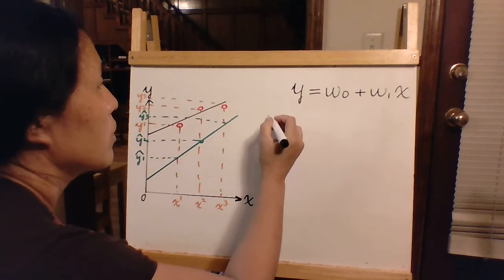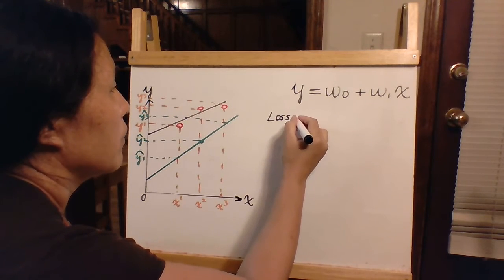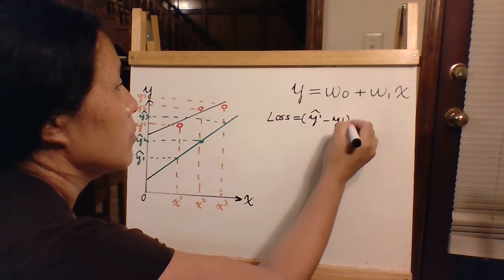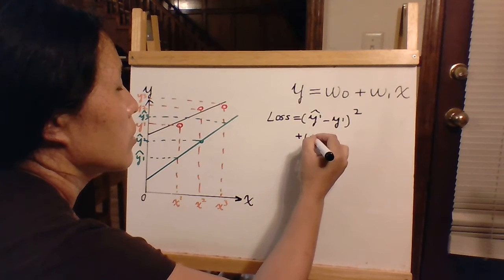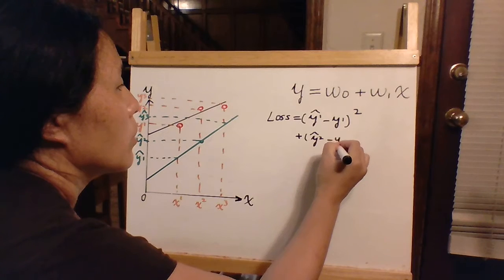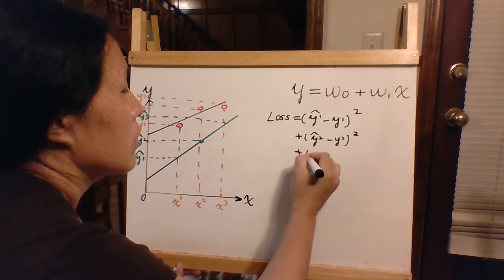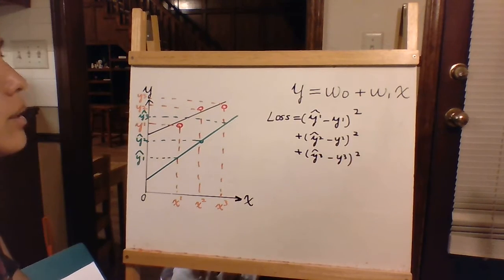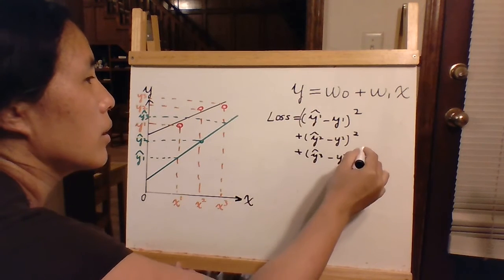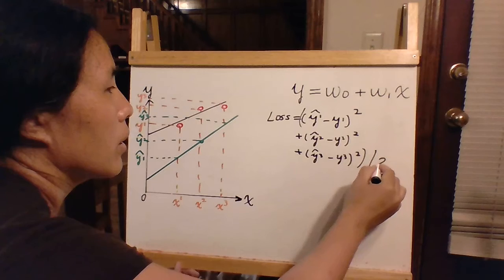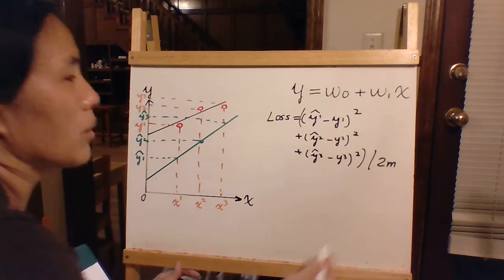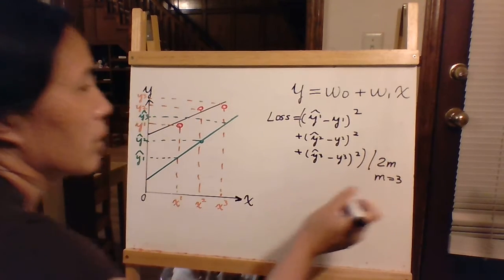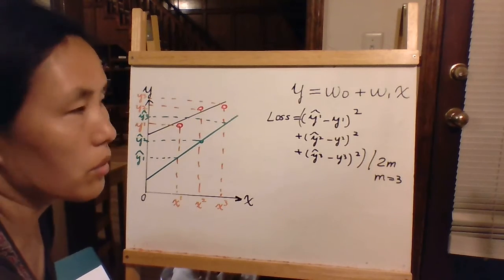For this loss function, we have (y hat 1 minus y1) squared plus (y hat 2 minus y2) squared plus (y hat 3 minus y3) squared. And then we add them all up and divide by 2m. M means the number of samples. In this case, m equals 3. And this is our definition of loss.